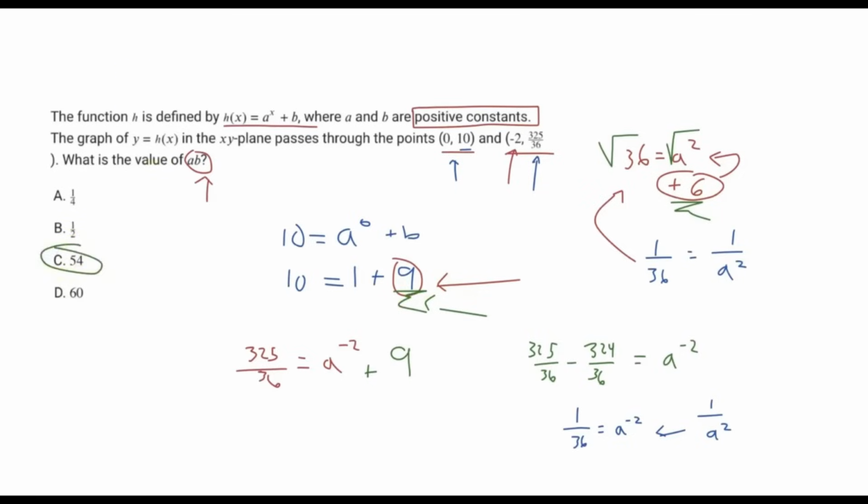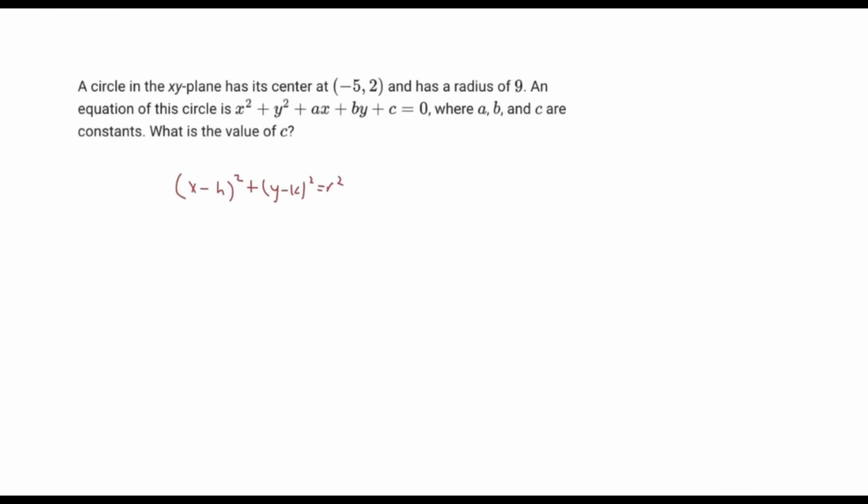All right, so the next problem says a circle in the xy plane has a center at those coordinates of negative 5, 2, and has a radius of 9. The equation of the circle is x squared plus y squared plus ax plus by plus c equals 0, where a, b, and c are constants. What is the value of c?